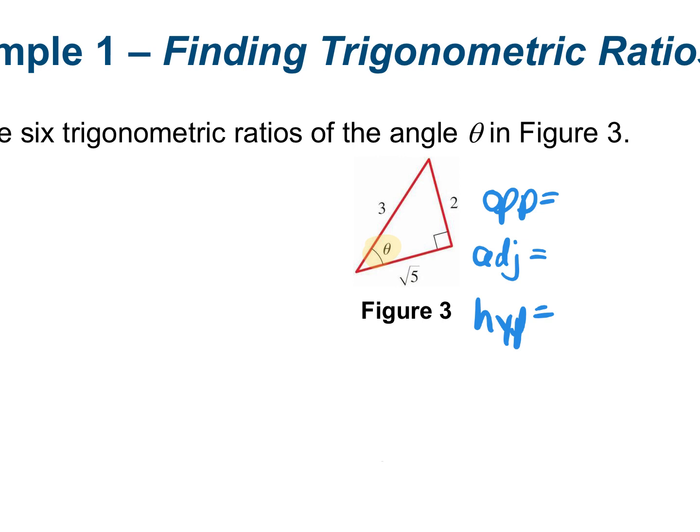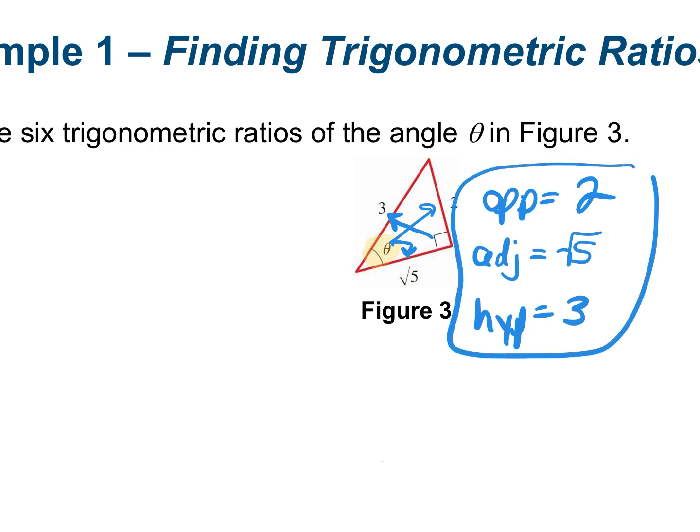So in reference to theta, what is 3? Your hypotenuse, okay? In reference to theta, what is the square root of 5? The adjacent, it's next to it. And then in reference to theta, what is 2? Opposite. If theta was up on the top of the triangle, then your opposite and your adjacent would switch spots. So now this is the only information I need. I can find my 6 trig functions without even having to look at the triangle again.